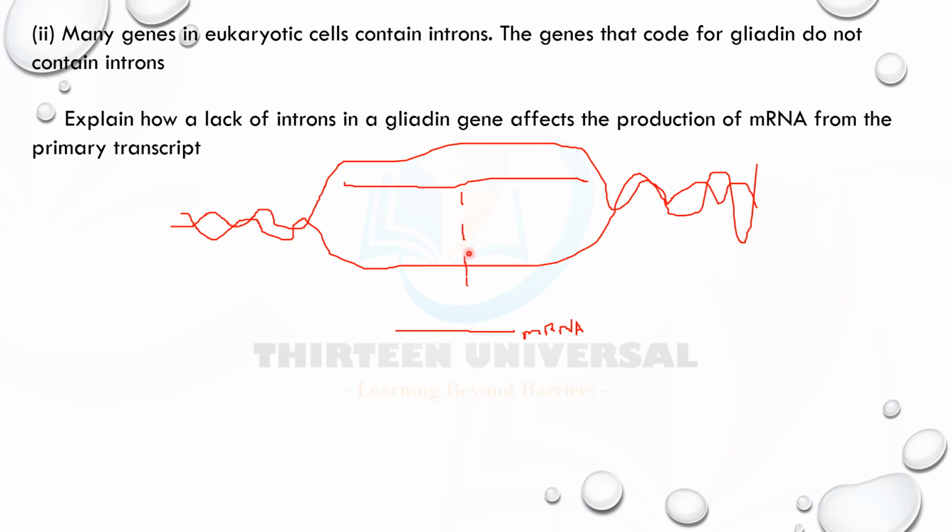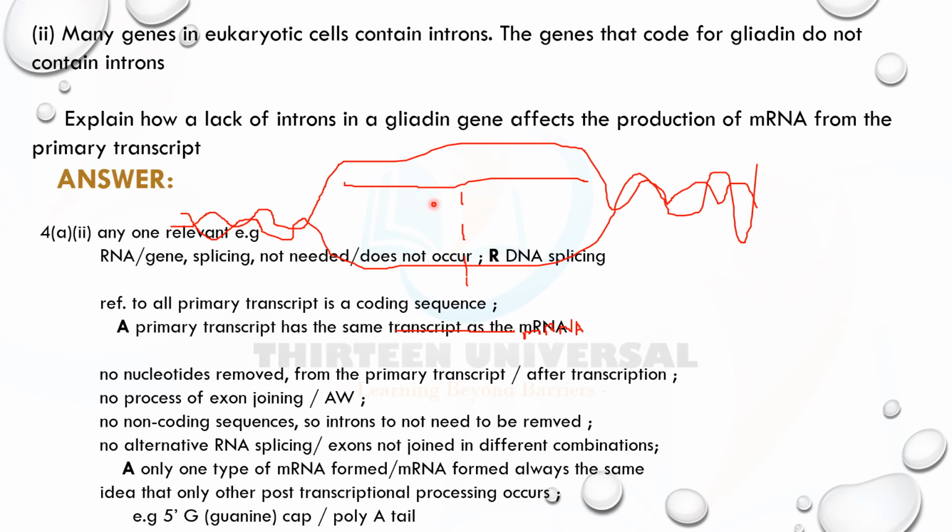There is no post-transcriptional event. That's what is going to happen. Now, let me say it again. There will not be any introns, so no post-transcriptional event, no splicing, so introns will not be removed, exons are not joined, so the primary transcript will code for the same sequence as the messenger RNA, so they'll be the same. And of course, let's see what the mark scheme says.